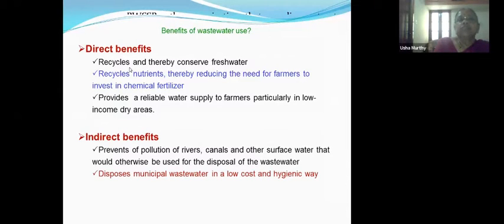Benefits of wastewater reuse, of course. The direct benefits are that it recycles and thereby conserves fresh water, recycles nutrients, reduces the need for farmers to invest in chemical fertilizers, and provides a reliable water supply to farmers, particularly in dry areas. It also prevents pollution of rivers, streams, water bodies, canals, and other surface water sources, which would otherwise be used for disposal of wastewater, and it disposes of municipal wastewater at low cost and in a hygienic way. So these are the direct and indirect benefits of wastewater usage.